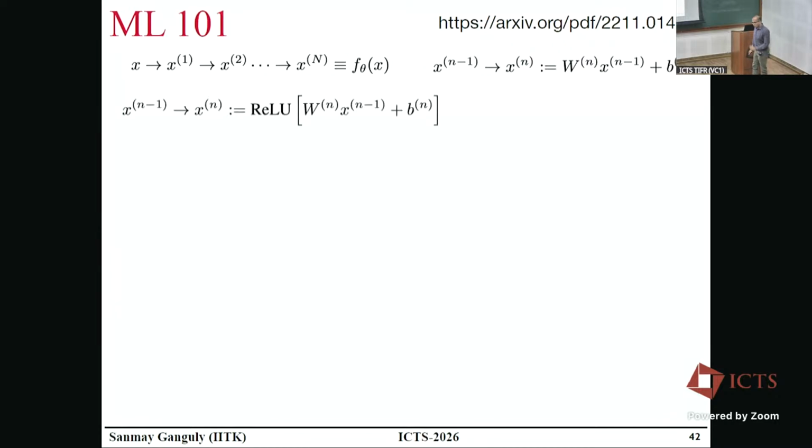Now, our whole goal is to model a complex nonlinear function. Where does the nonlinearity come from? It comes from these activation functions. Here I have kept something called ReLU. There is a family of nonlinear functions which you can plug in here, and it will show up.